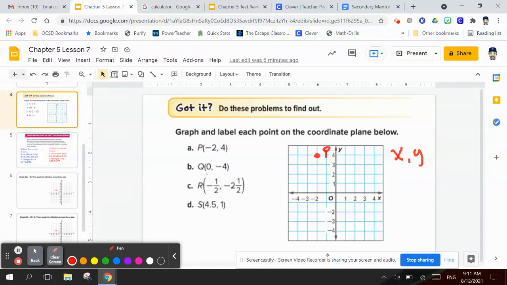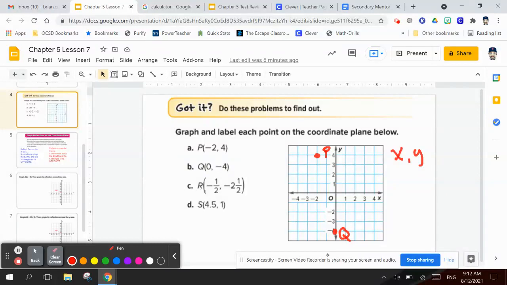Letter B is Q at (0, -4). So I start at 0. I go 0 left or right, so I don't move. If it's 0, I'm right here on the origin. And then my next number is -4. So I go down to -4, and I put a point, and I put the letter Q next to it.